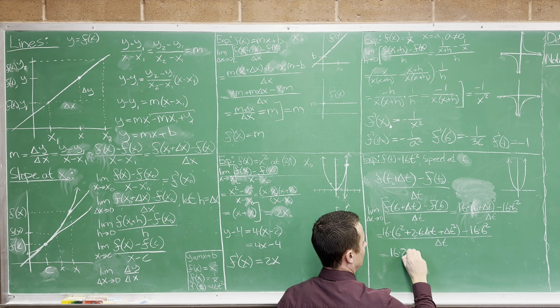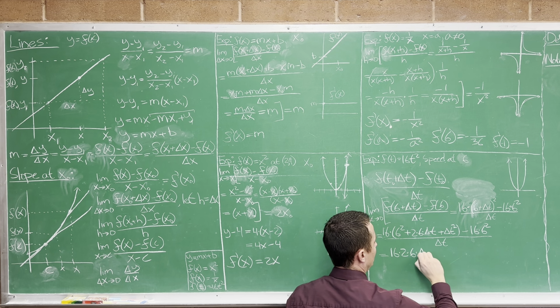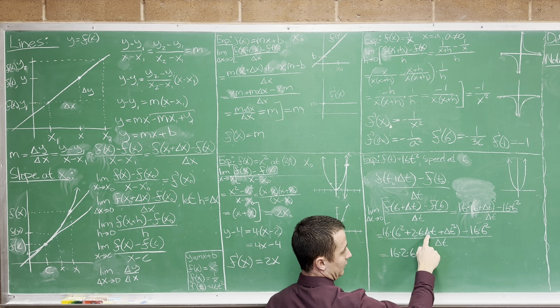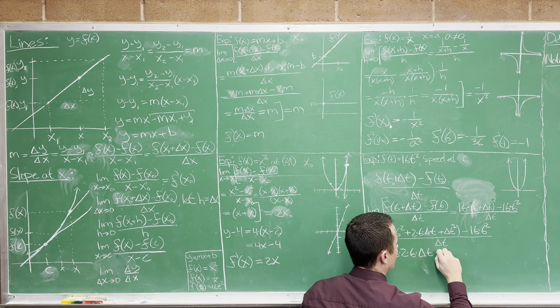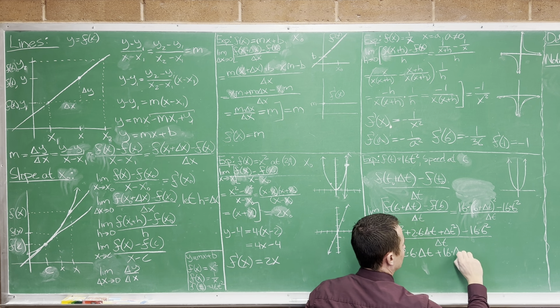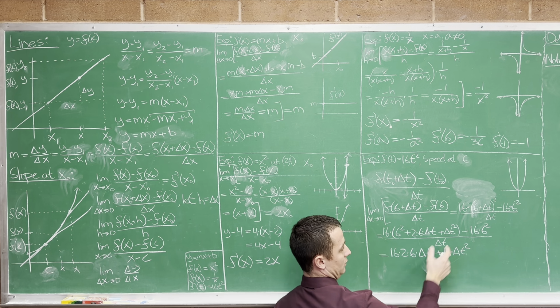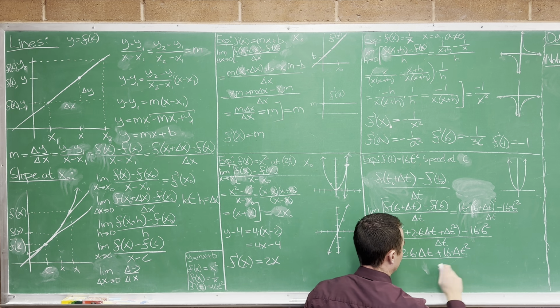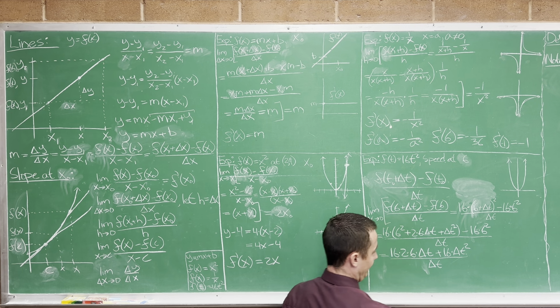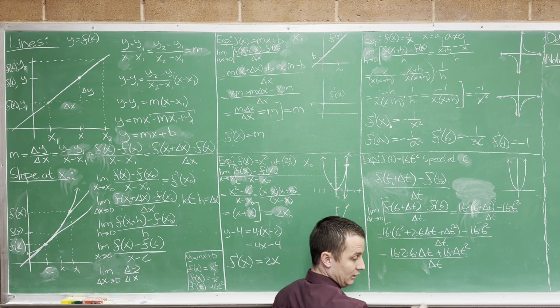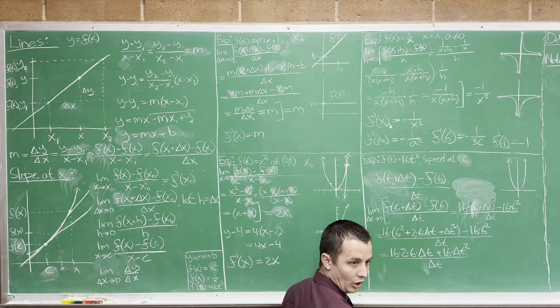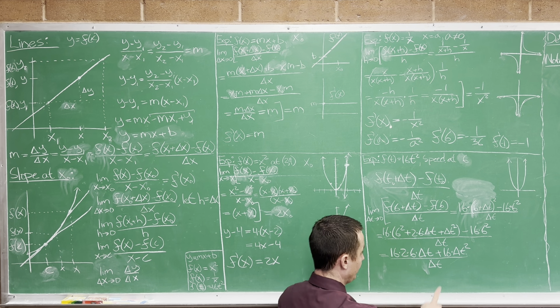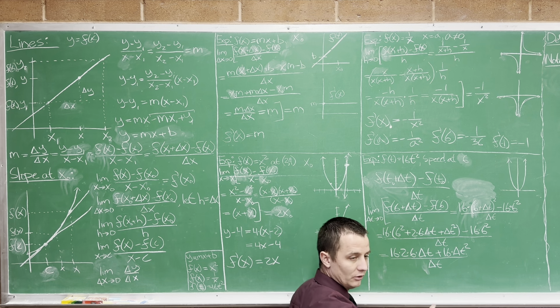times 2 times 6 times delta t. Multiplying that to that. Yeah. Plus 16 times delta t squared. Multiplying that to that. All over delta t. Now notice that has a delta t in it and that has a delta t in it, so I can cancel out the delta t's, top and bottom. Factor a delta t out of both these and then cancel it out.